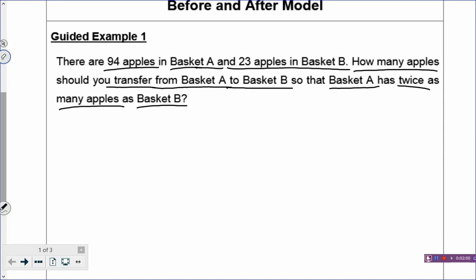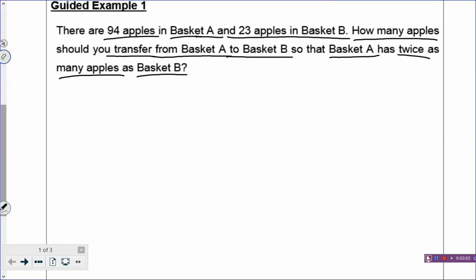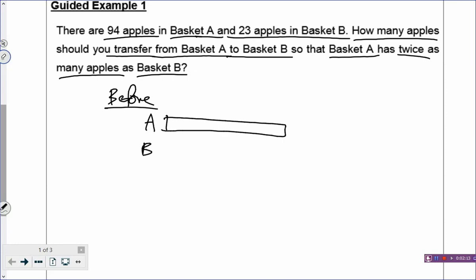And when you draw the model, you are drawing out sentence by sentence. So let's label, okay, before. So there are 94 apples in basket A. So you draw a long rectangle for basket A, and B will have a shorter rectangle. So make sure that you have a long and short. Don't draw two rectangles of the same length. And then you have 94 apples in A and 23 apples in B. Alright, that's the before.